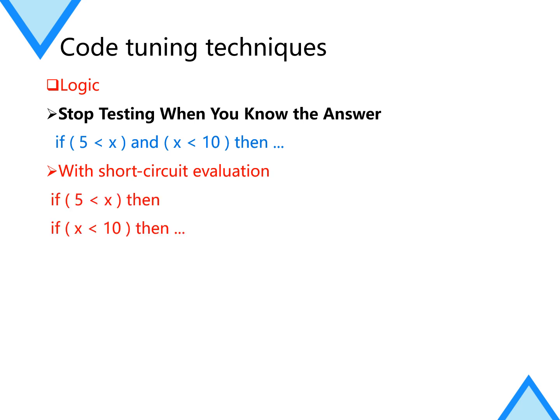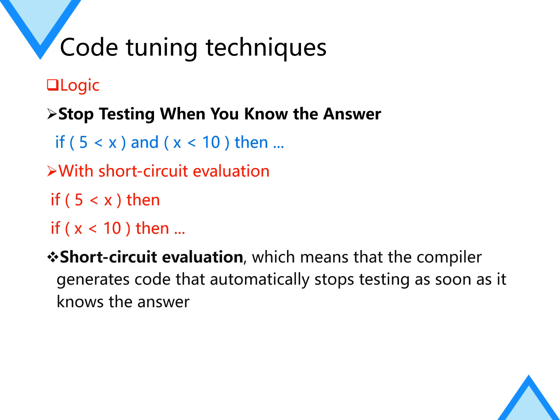What is short circuit evaluation? Short circuit evaluation means that when you know the answer, you stop execution. So here, if we write it like that, if 5 is less than x, then you check the second one. If the first one is false, then you don't need to check the second one. Some languages like C++ and Java implement short circuit evaluation by default.